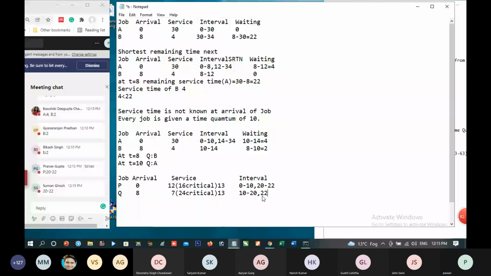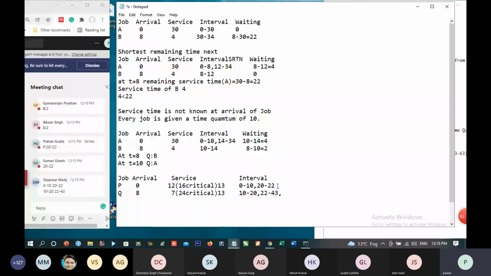Is this all right to you? And afterwards job P, good Dipankar, it is good, proceed. Afterwards this job from 43 is given 10 units time. And then this job is given again further 10 units time. It is given further 10 units time. And this job is given further 10 units time. Now it is out of critical also. And how much was the remaining time for this?